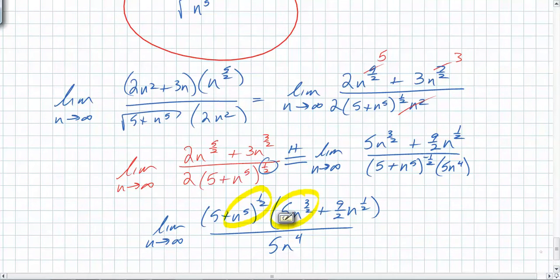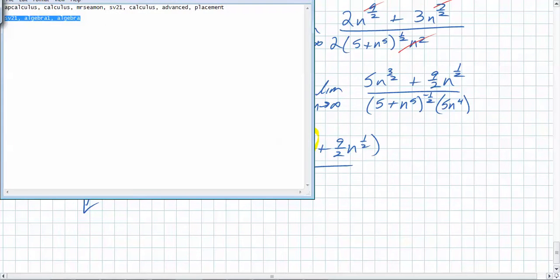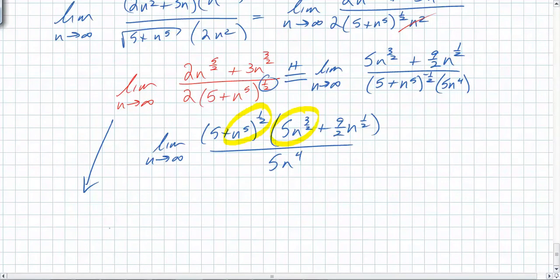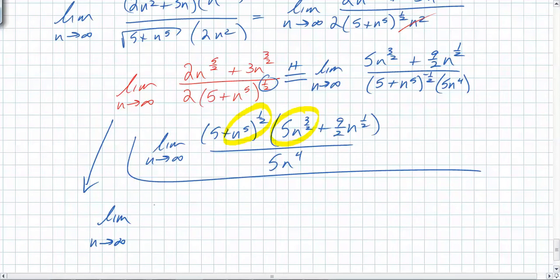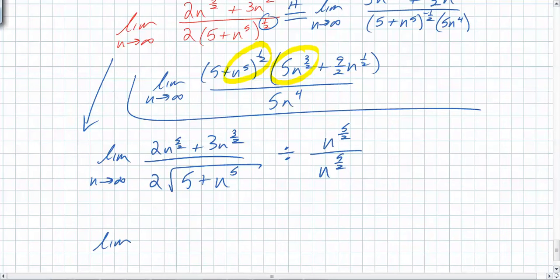It's not annoying, but it's something you need to be aware of. You've done this before, where you can take this right here and divide. Let me write it out and let's see if you can see it. It's going to be the limit as n goes to infinity of 2n to the 5 halves plus 3n to the 3 halves, over 2 times the square root of 5 plus n to the 5th. What are we going to divide everything by? Just the highest power, n to the 5 halves. Exactly.